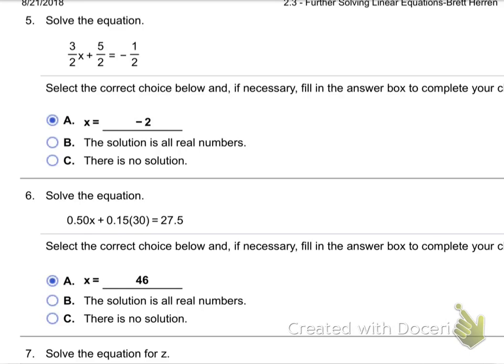Okay, so there's number 5. Let me rewrite it nicer for you. 3 halves x plus 5 halves plus 5 halves equals minus 1 half. And that's number 5. So try that one. Step 1, clear fractions, right? So get rid of those fractions. Multiply through by 2. Is that working? 2, 2, 2, right? Multiply everybody by 2.